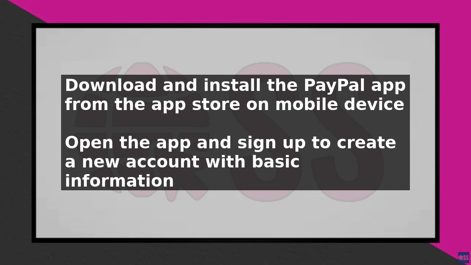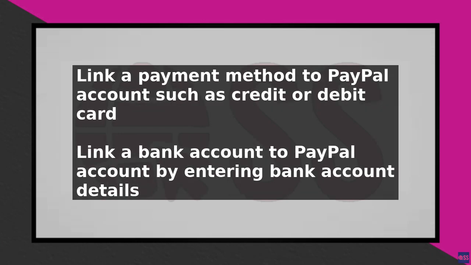After creating your account, you will be asked to link a payment method to your PayPal account. You can link a credit or debit card, or a bank account. To link a card, tap on Add Card and enter your card details. To link a bank account, tap on Add Bank Account and enter your bank account details. Once you have linked a payment method, you can start using the PayPal app to make payments.